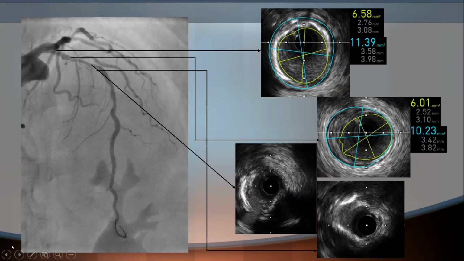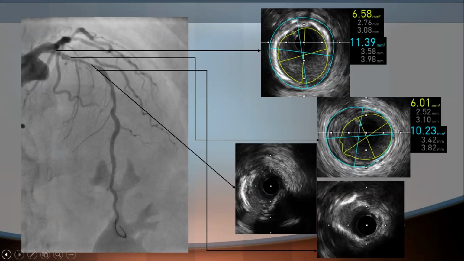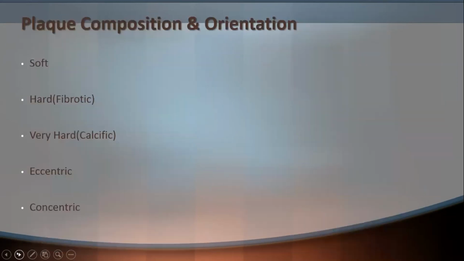So once we have an understanding of what to expect, then it is much easier to go in with a stent with much more confidence that your stent is going to expand. And it is not only doing intravascular imaging or OCT at the end of the procedure. It is very important to do a pre-IVUS or a pre-OCT before the procedure to see what we are exactly dealing with. So plaque composition and orientation is very important.